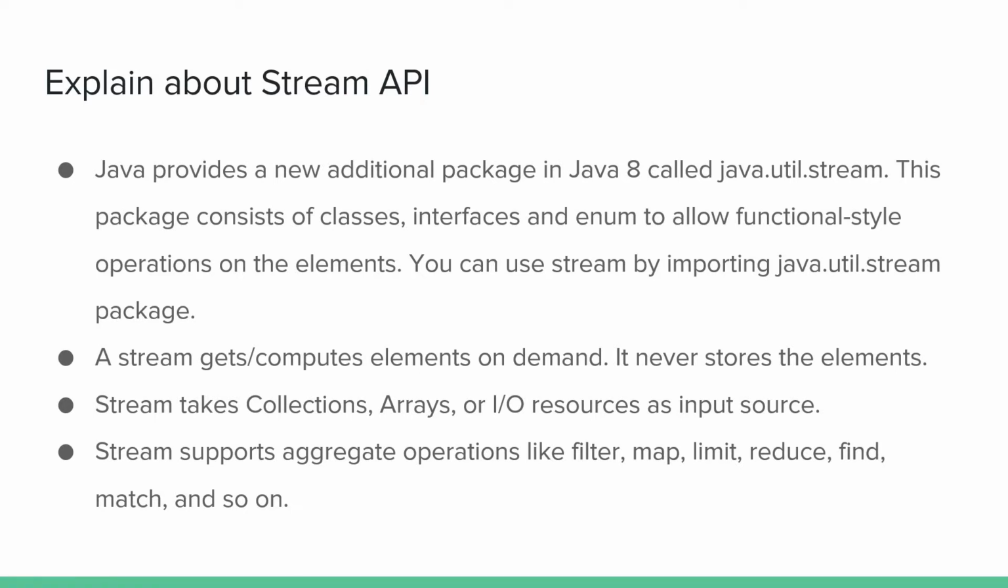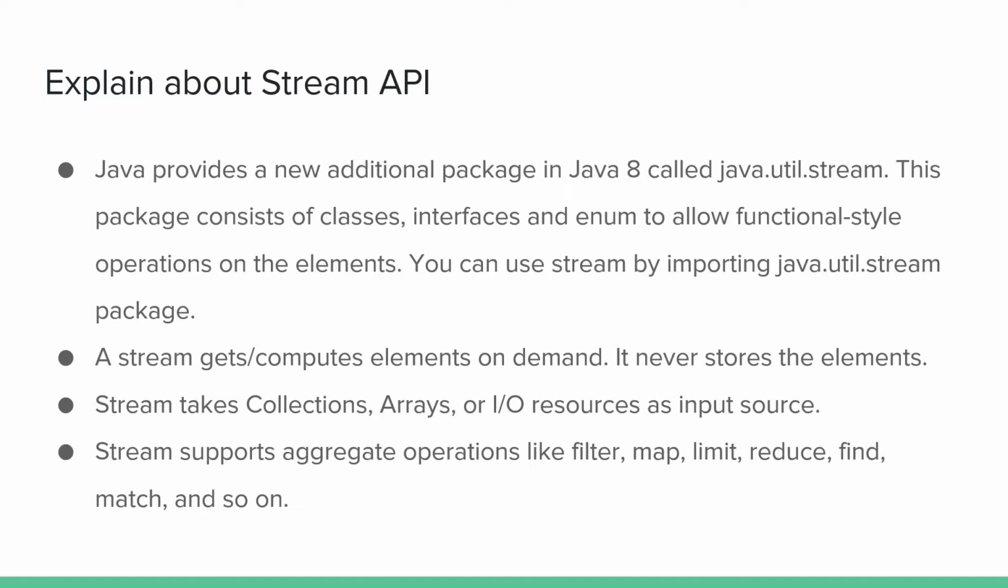Explain Stream API. Java provides a new additional package from Java 8 called java.util.stream. This package is special and it consists of classes, interfaces and enum which can allow functional style operations on the elements. Remember, to get the functional style operations on the elements done, you need all these. You can use the stream by importing the java.util.stream package.